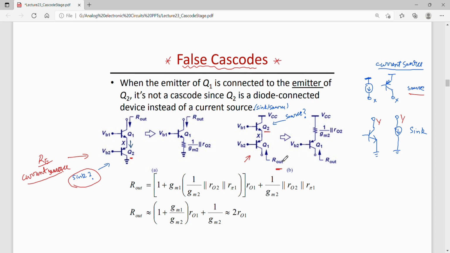Now for this circuit also one can find the output impedance, and you will see that the output impedance of these two configurations is different from the output impedance of the cascode that we have calculated, a PNP or NPN cascode. So the output impedance here is different.